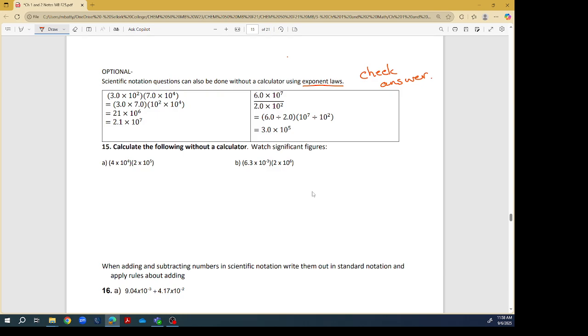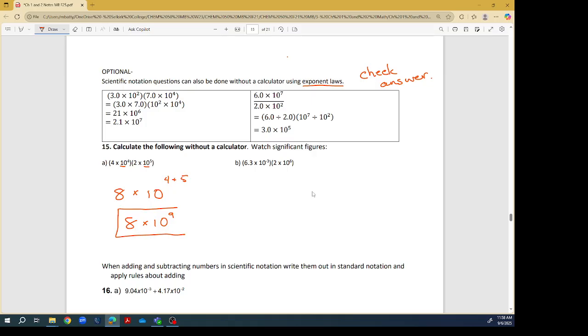And so with these ones, what you can see is that you have a base 10. And when you multiply common bases in math, you know that you add the exponents. So this would be 4 times 2, so 8 times 10. And if I wanted to show my work, I'm adding 4 to 5, right? 8 times 10 to the 9.